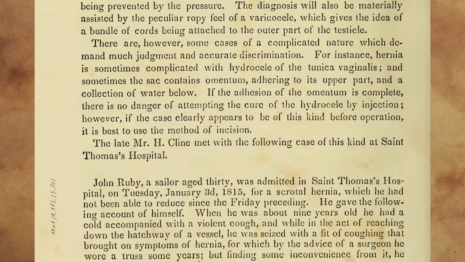John Ruby, a sailor, aged 30, was admitted in St. Thomas's Hospital on Tuesday, January the 3rd, 1815, for a scrotal hernia, which he had not been able to reduce since the Friday preceding. He gave the following account of himself. When he was about 9 years old, he had a cold, accompanied with a violent cough, and while in the act of reaching down the hatchway of a vessel, he was seized with a fit of coughing that brought on symptoms of hernia, for which, by the advice of a surgeon, he wore a truss some years.